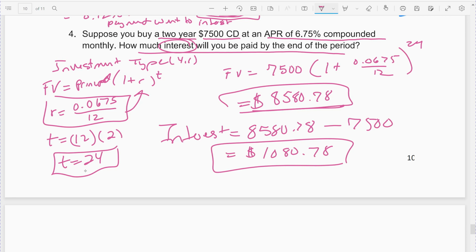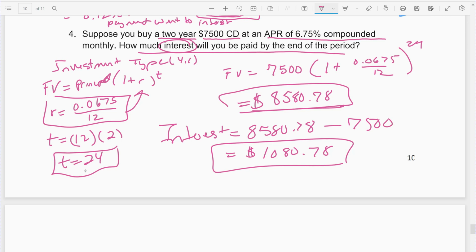You have to recognize, is it the loan case, or is it the installment loan case? And it is the wording. Nowhere in there did it say that you borrowed money. Nowhere in there did it say you're going to make monthly payments. It just said you invested a certain amount that was compounded over a certain amount. So this was a 4.1 case for compounding interest.